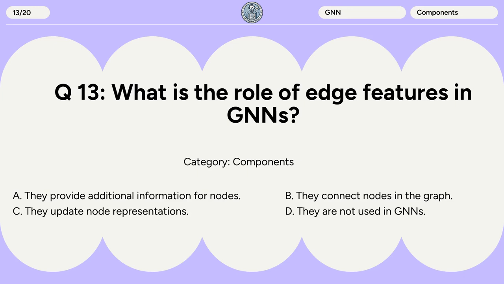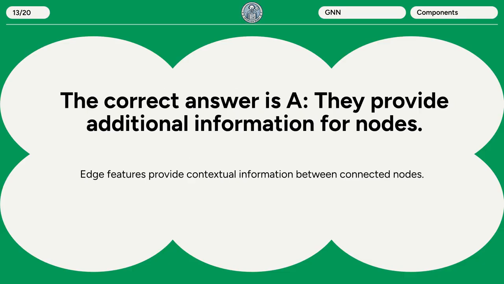Question 13. What is the role of edge features in GNNs? A. They provide additional information for nodes. B. They connect nodes in the graph. C. They update node representations. D. They are not used in GNNs. The correct answer is A. They provide additional information for nodes. Edge features provide contextual information between connected nodes.